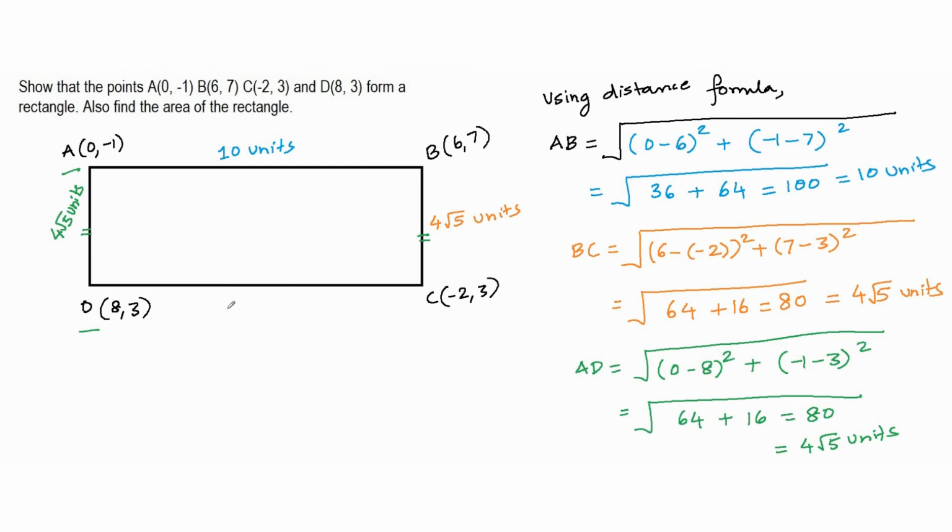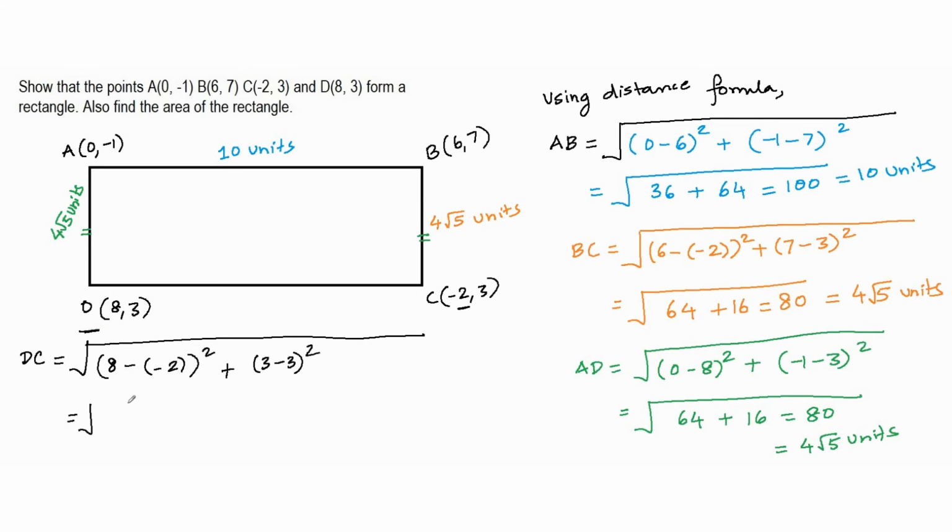And now let us find the length DC. So to find the length DC would be under root of 8 minus of minus 2. So 8 minus of minus 2 the whole square. That's the difference between the x coordinates of D and C. So now that I'm calculating DC, I should take up the x coordinate of D and C and subtract them, as well as the y coordinate. So 3 minus 3 the whole square. And that becomes under root of 8 plus 2. 8 plus 2 is 10. 10 square plus 0 square, which is 100. And square root of 100 is now 10 units.